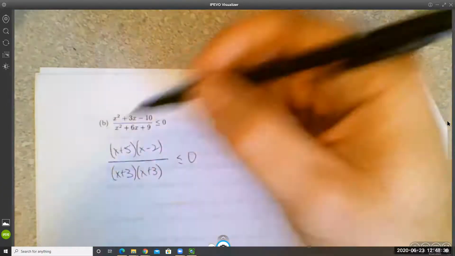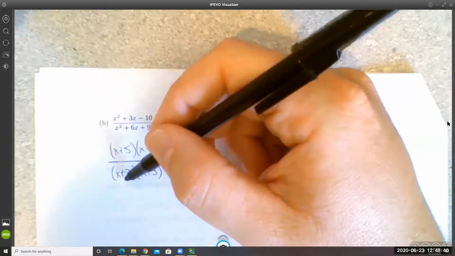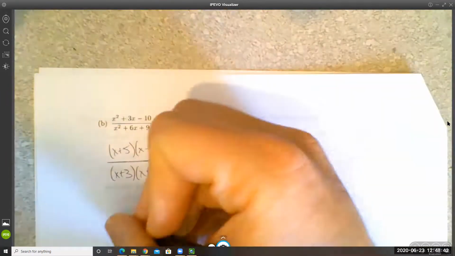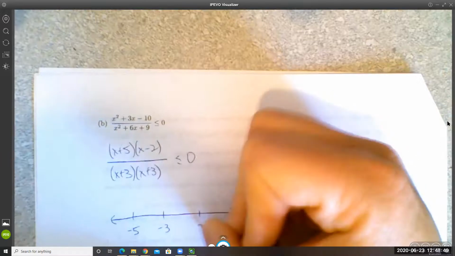So where can this thing change sign? It can change sign at negative 5, it can change sign at positive 2, and it can change sign at negative 3. I'm going to put those on the number line in order. So first should come the negative 5, and then the negative 3, and then the positive 2.